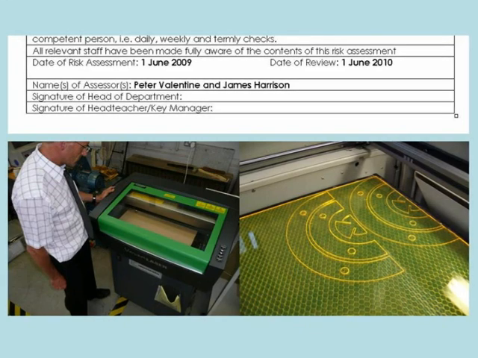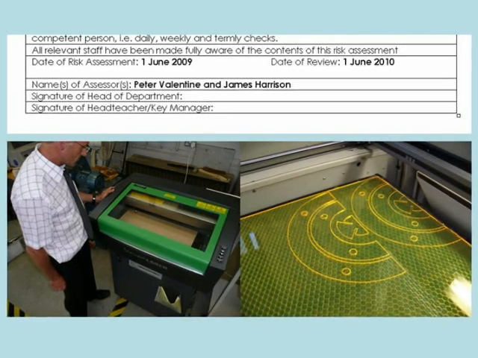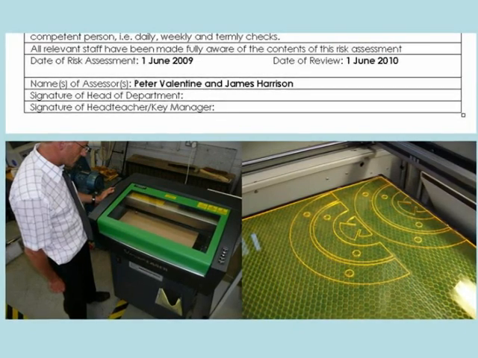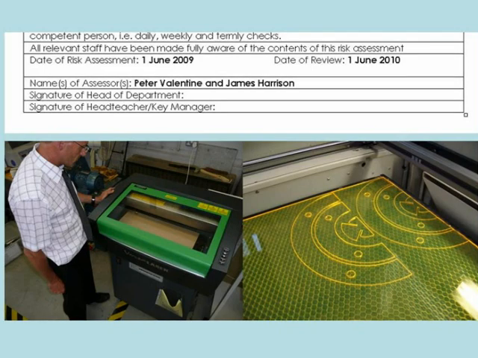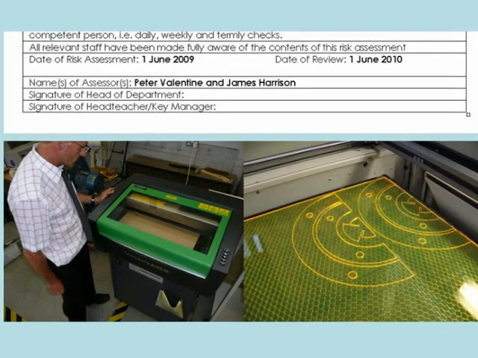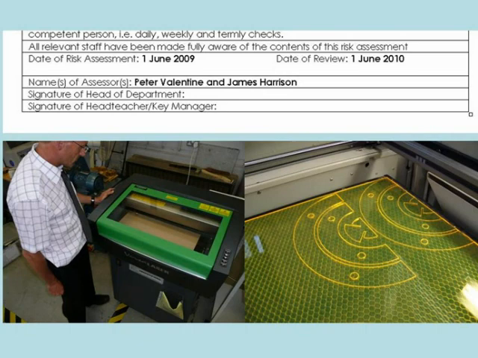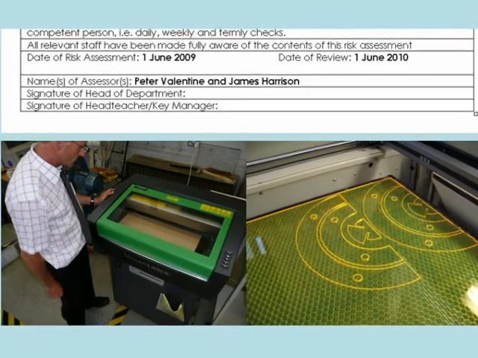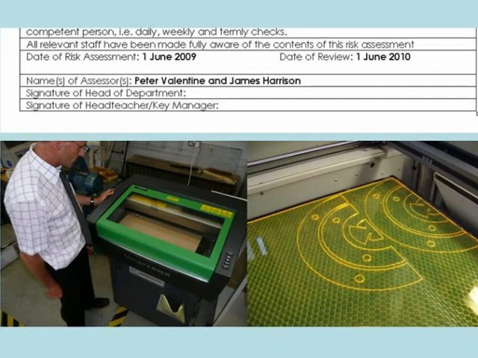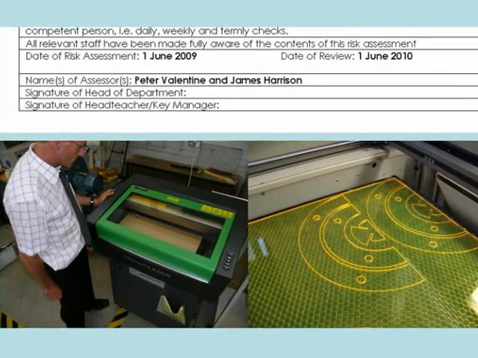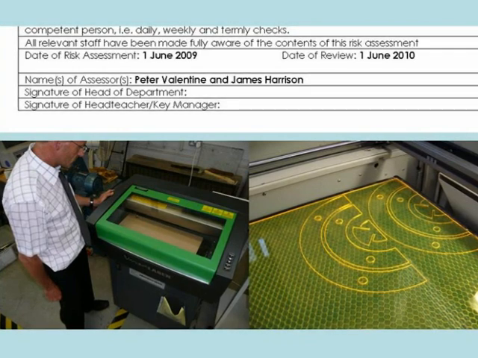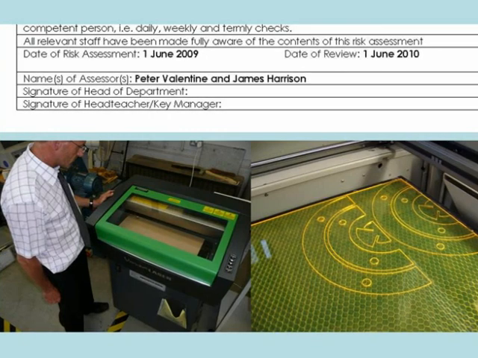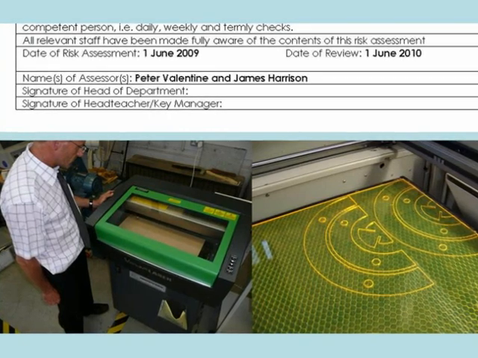Finally, the form should show the names of the assessors, the date of the assessment and date of review, the signature of both the head of department and head teacher or key manager within the school, that is, the person identified in the school's health and safety policy as having overall responsibility for health and safety within that establishment, which is normally the head teacher. While employers can delegate to employees the function of setting up a system of assessing risks based on model risk assessments, they have a duty to check that the function is carried out.